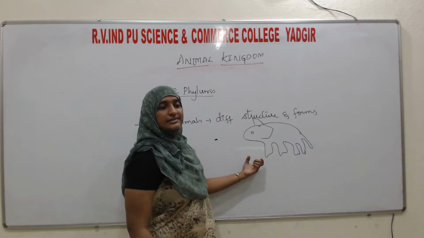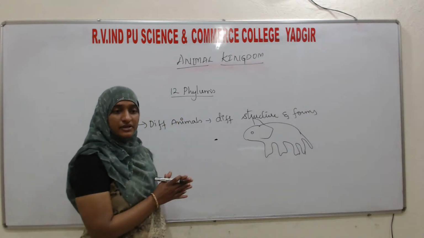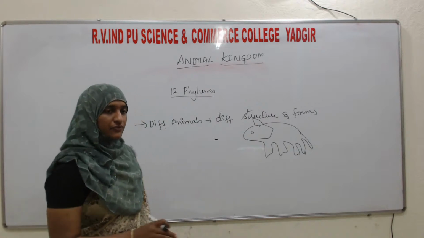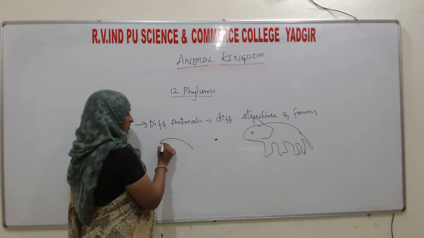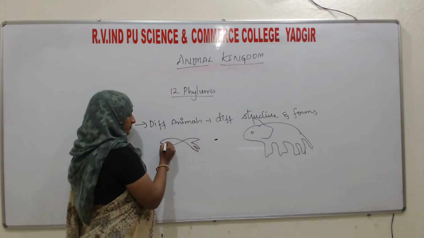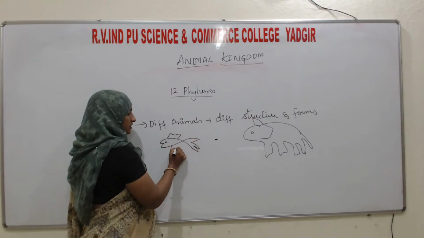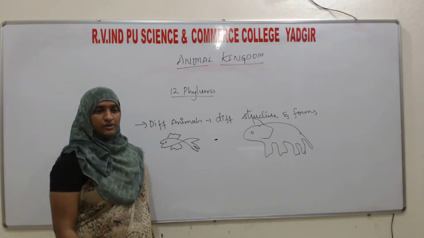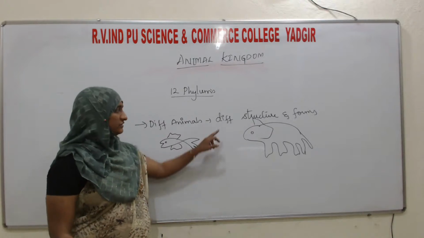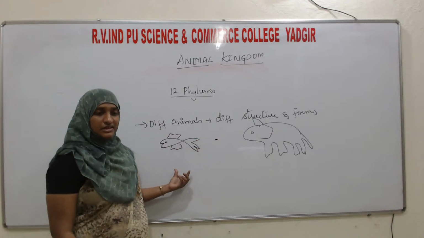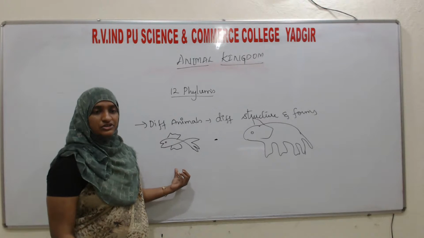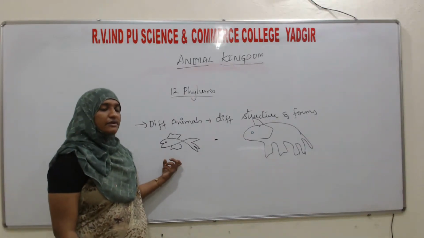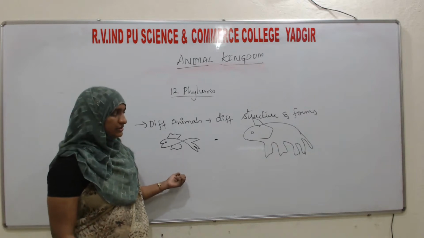So here you can see the difference between these two animals. If you take a fish, an ant, then an elephant, all of them have different structures. Structure means their size, their shape, their morphology, their external characters, their color. It will be different in different animals.